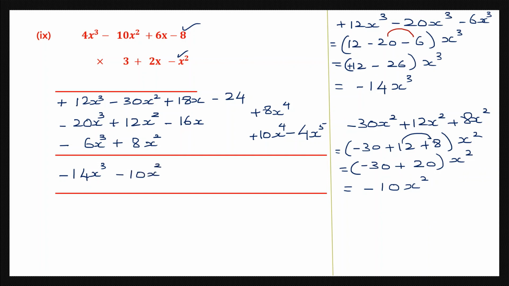Now let's go on to the x column. There are only two terms. We can do it here itself. Signs are different. Put the sign of the bigger number and subtract. 18 minus 16 is 2. 2x. Then we have a whole number there, minus 24. Now let's go to the x to the power of 4 column. Plus, signs are the same. So we have to add 10 plus 8 is 18x to the power of 4 minus 4x to the power of 5. So this is my answer.